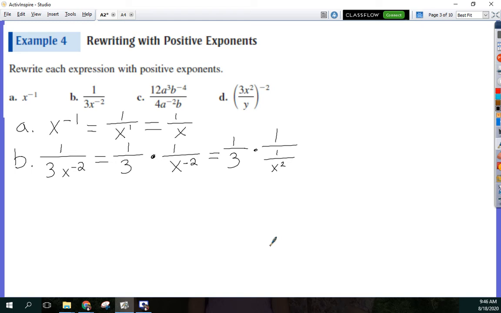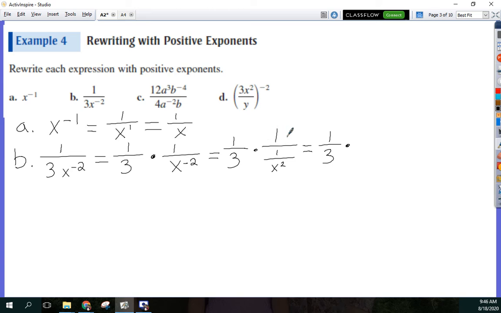I have 1 divided by 1 divided by x squared, which if we recall is also called a complex fraction. When we have a fraction within a fraction, it's a complex fraction, kind of like fraction inception. And we don't want to leave it written like that. So the way that we're going to simplify that is we keep the top.